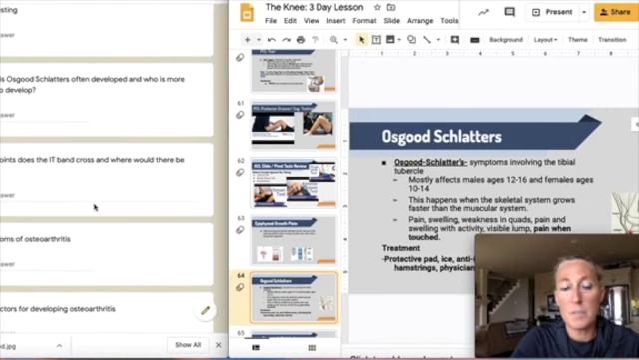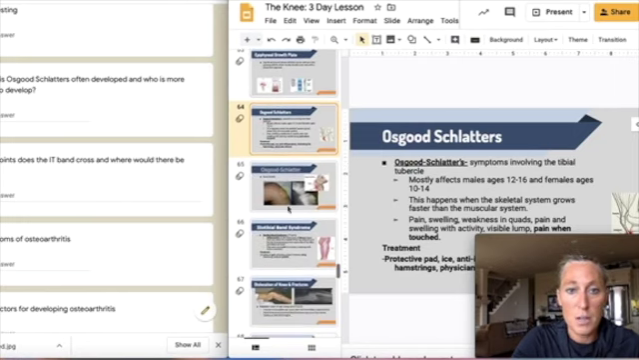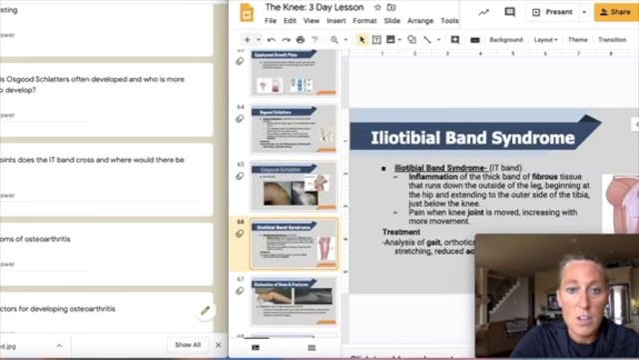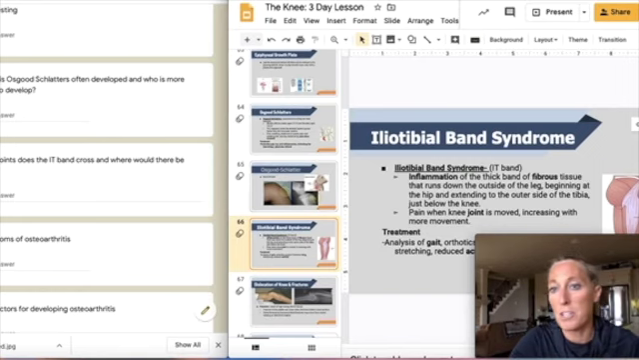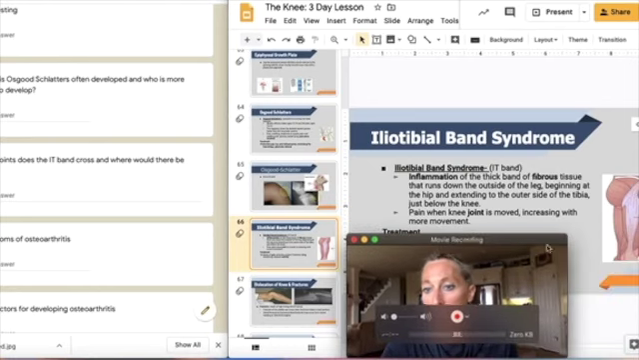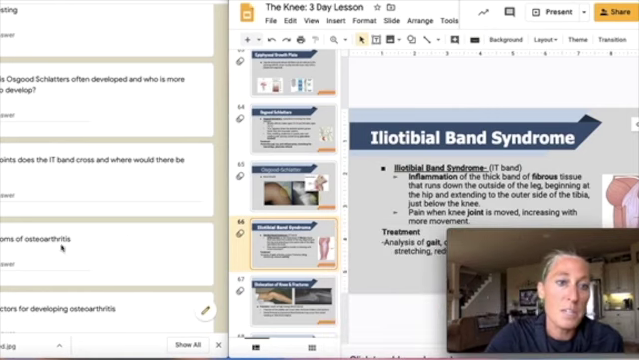What joint does the IT band cross and where would there be pain? With IT band syndrome, we talked about pictures of the Osgood-Schlatter. IT band, we talked about how the IT band is a thick band of fibrous tissue or fascia that covers the hip joint. And then if I were to move my screen here, it also covers the outside of the knee. So hip and knee.